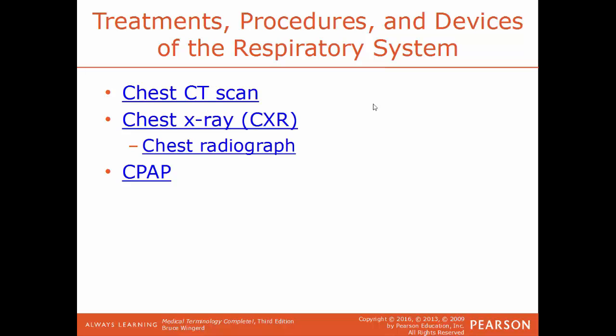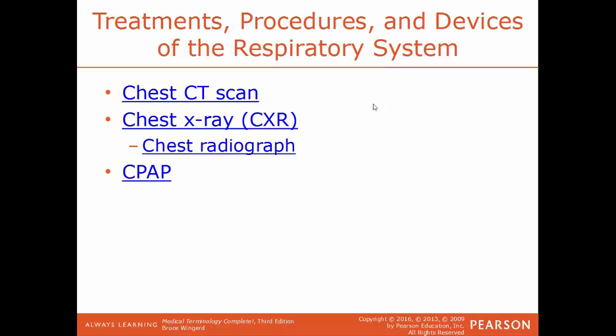CT scan is more commonly known as a CAT scan. So this is receiving a CAT scan of the chest. A CAT scan offers much more detailed, much more vivid images than the normal X-ray would. That leads us to our next term, CXR, which is just the abbreviation for a chest X-ray, also known as a chest radiograph. And next one here, CPAP.